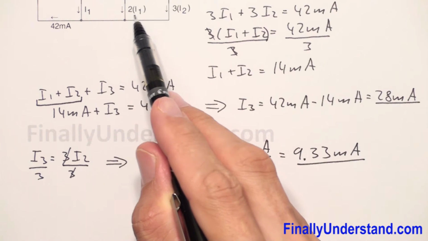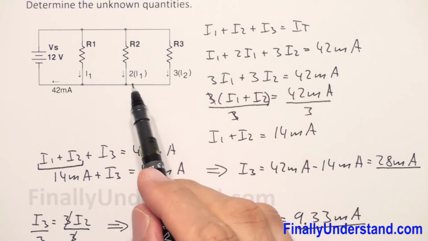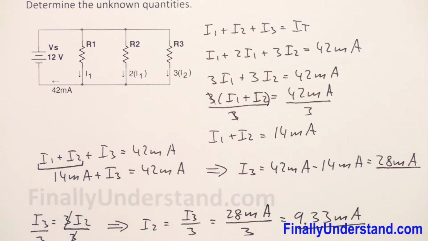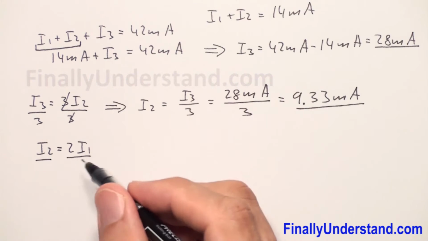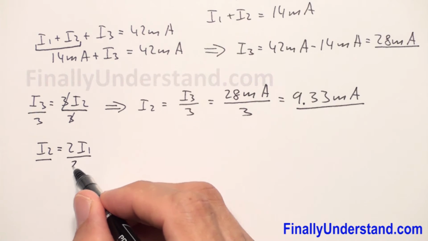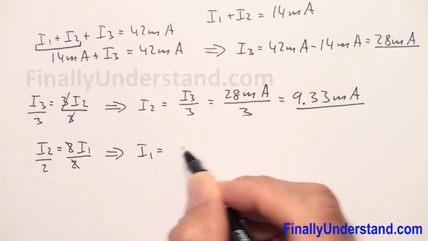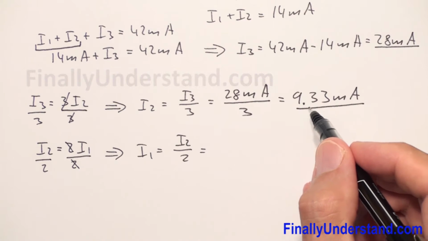Current I2 is equal to 2 times I1. Okay, so I2 is equal to 2 times I1. Okay, I got this from the diagram. The current which goes through this resistor is called I2. I2 is equal to 2 times I1. So in order to find I1, I'm supposed to divide both sides of my equation by 2. So 2 and 2 will cancel out, and I have I1 is equal to I2 divided by 2. I2 is equal to 9.33 milliamps.